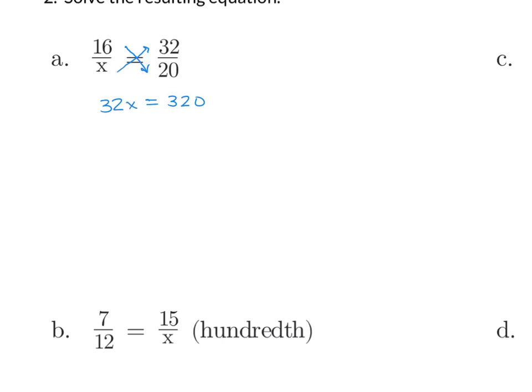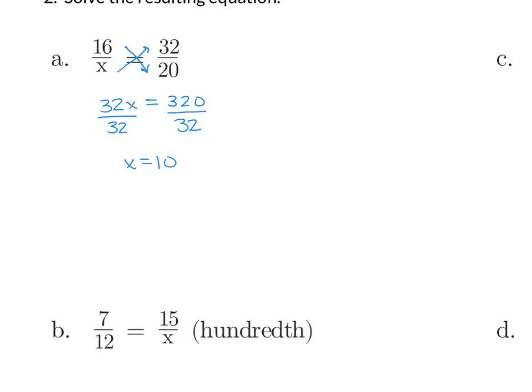Now I want to solve my resulting equation. So I'm going to divide by 32, and I get x equals 10. So if x is equal to 10, then this is going to be a proportion. If x is anything other than 10, then our fractions are not equal, and it is not a proportion.